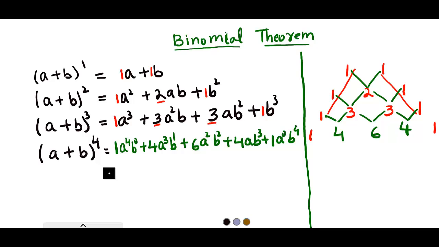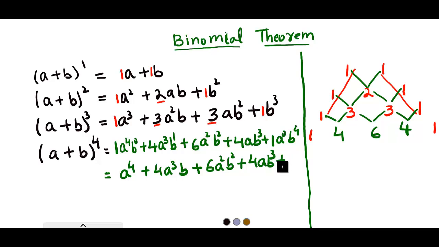So if we simplify, it will be A power 4, then 4 A cube B, plus 6 A square B square, plus 4 A B cube, plus B power 4. So this is how we can expand any terms.